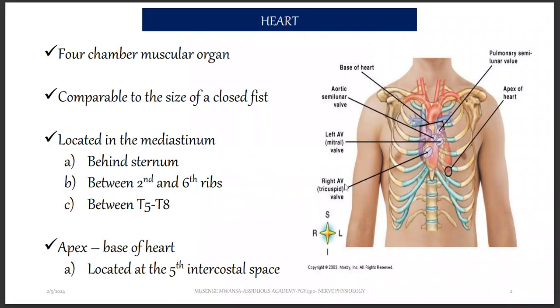You can see that the base of the apex of the heart is in the fifth intercostal space. So the first one is here: first, second, third, fourth, and then the fifth intercostal space. It's also located between thoracic vertebrae 5 to thoracic vertebrae 8.